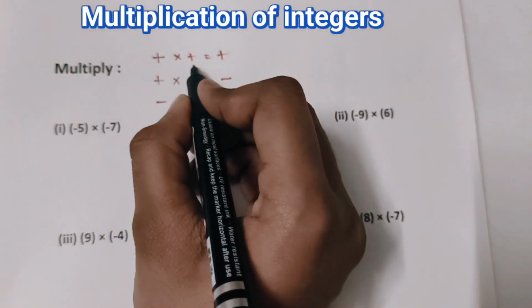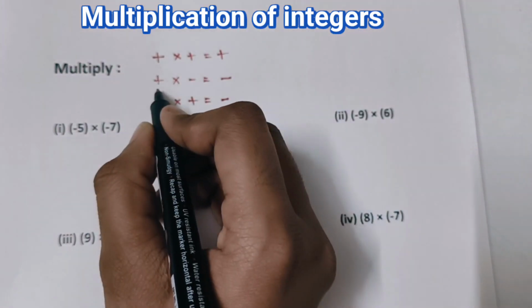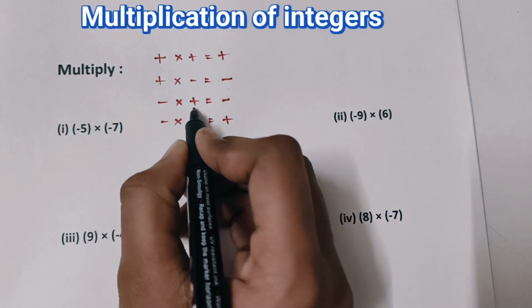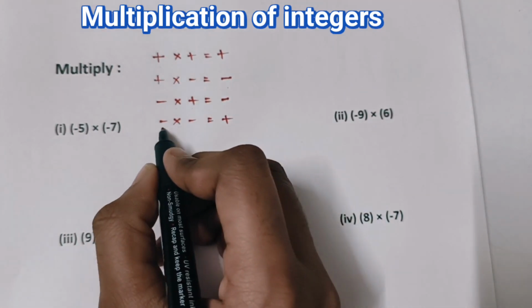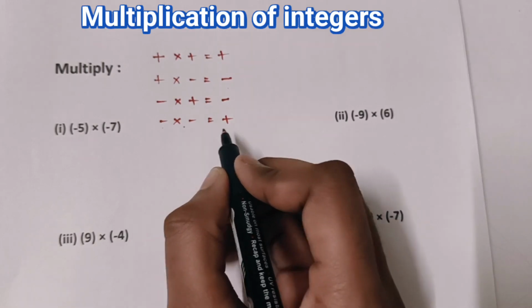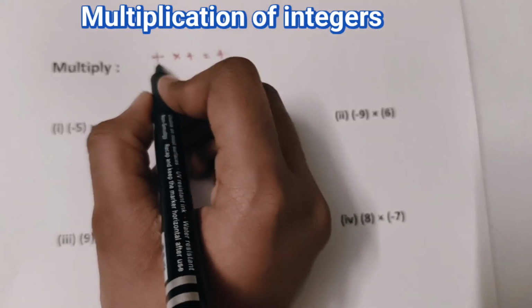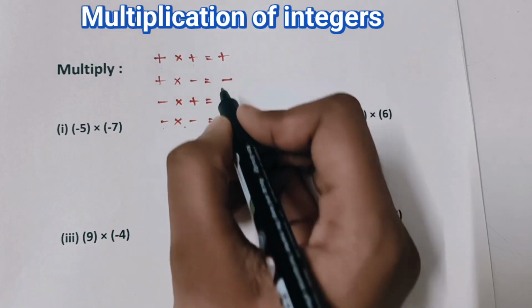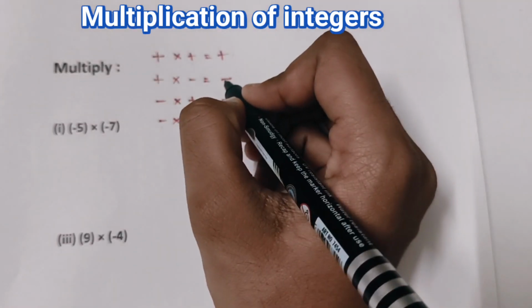Now, plus into plus equals plus. Plus into minus equals minus. Minus into plus equals minus. And minus into minus equals plus. If for a number we have both the symbols as plus, then we get the answer in the plus. That is, we get the symbol in the plus.